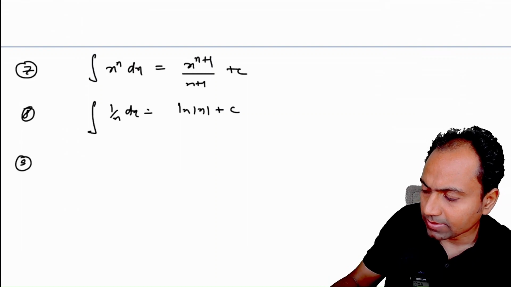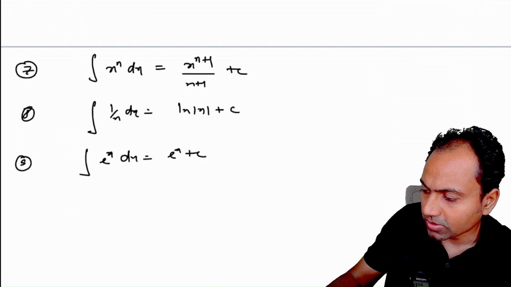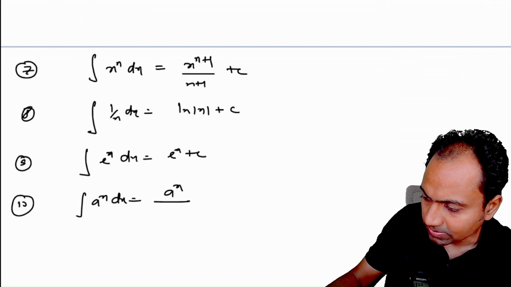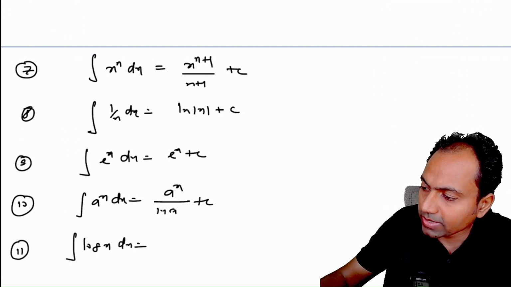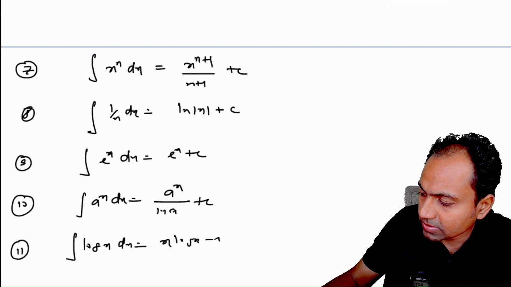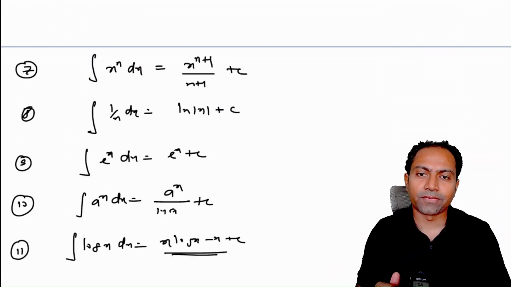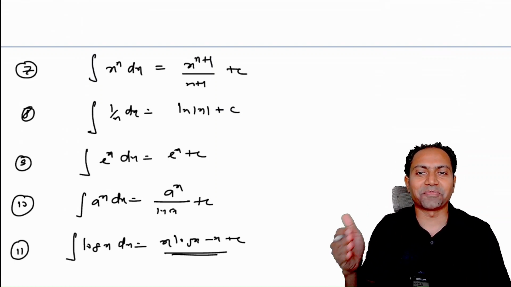And ninth, what we have is integration of e raised to the power x dx. It is e raised to the power x plus c, and a special case of the same, a raised to the power x dx. It is a raised to the power x by ln a. It becomes x log x minus x plus c. These are some important formulas that we are getting from these standard integrals. Now, rest of the formulas we will see when we take that type of problem.